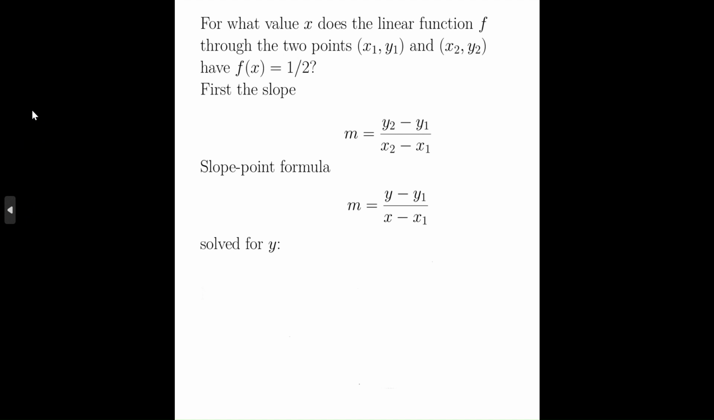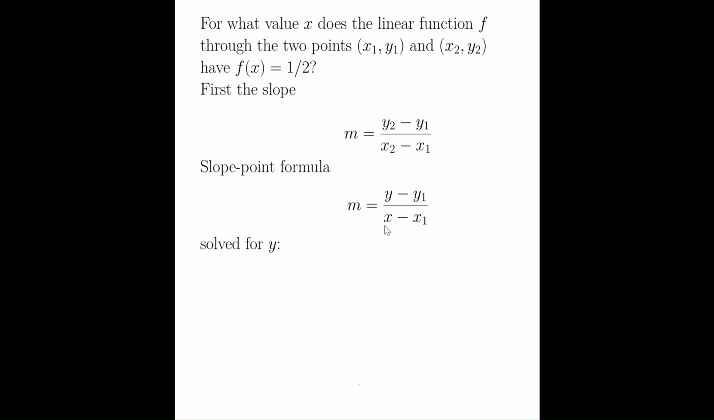f. And maybe in this case, we go with the slope point formula, which, remember, has this shape: m equals y minus y1 over x minus x1. So it's essentially like the definition of the slope, except that the concrete values y2 and x2 are replaced by the variables y and x. But otherwise, it looks exactly like the definition of the slope.